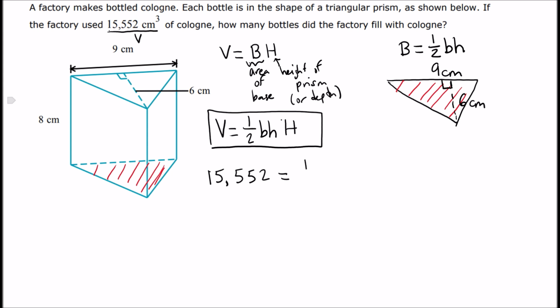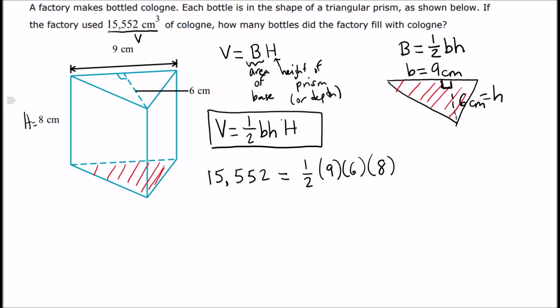The volume of this prism in particular is 1/2 times the base, little b, times the little h. We know that b and h are at a right angle to each other, and that's how we know they're the base and the height, okay? So it has to be perpendicular. So we got 9 centimeters times 6 centimeters times the height, which is the third dimension, or the depth of that prism, which is 8.